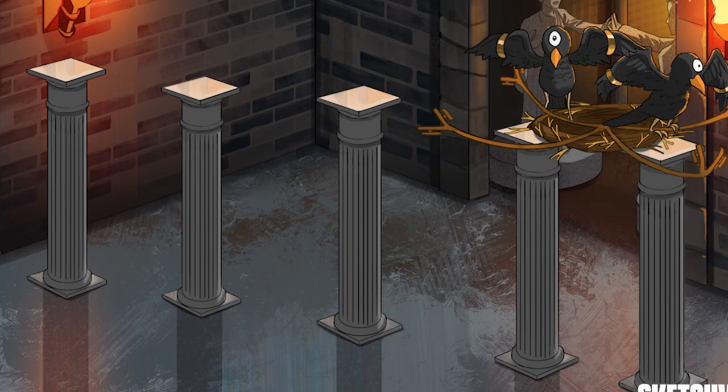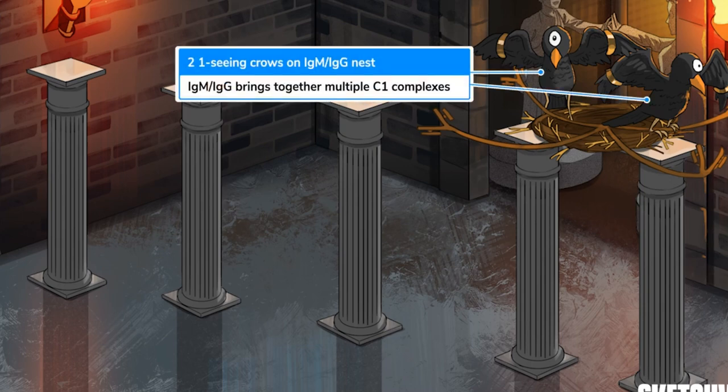So how do they drop those pesky blockers? Well, that's where the antibodies come in. Remember, this is the antibody-dependent pathway. IgM is the biggest of all the antibodies, and it's made up of many individual immunoglobulin subunits. Having all these subunits together is super useful for bringing multiple C1 complexes together. And for completeness' sake, let's just note that some IgG molecules can do this as well.